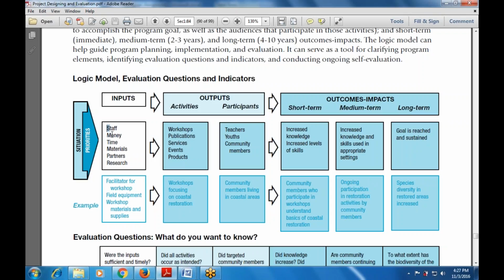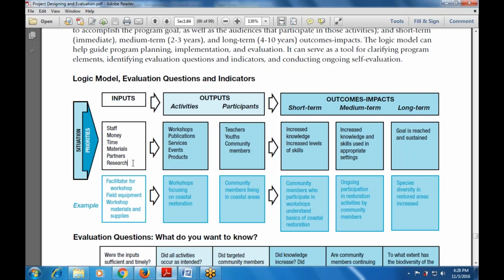Then input includes staff, money, time, material, partners, and research. Staff is also input because people are required as an input, as resource persons. Then money is also required as a resource. Then time, that is a budget within the time limit. Materials, partners, research: what is the material, what is the partner, what is the research. So these are the various inputs that will be carried out with the data and with the research activities.